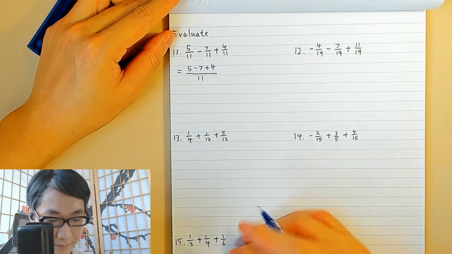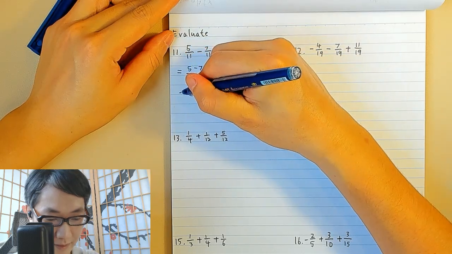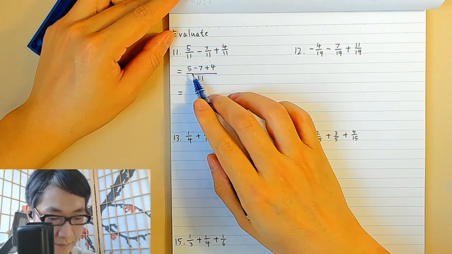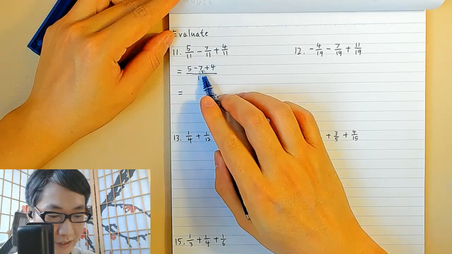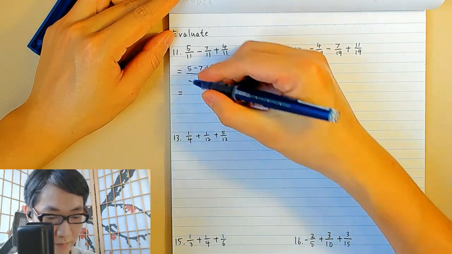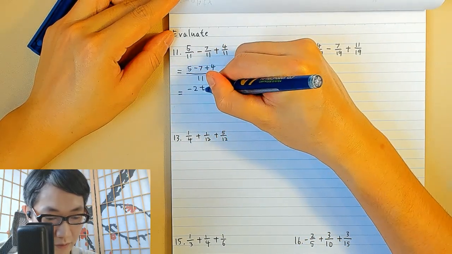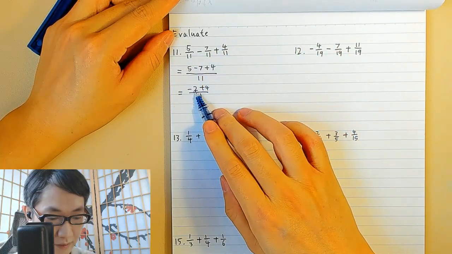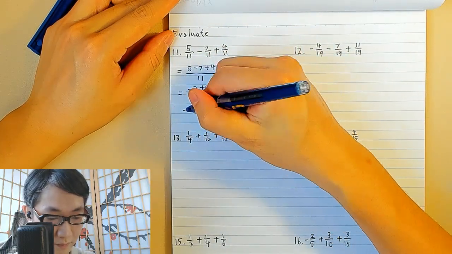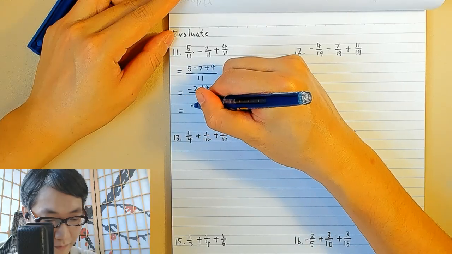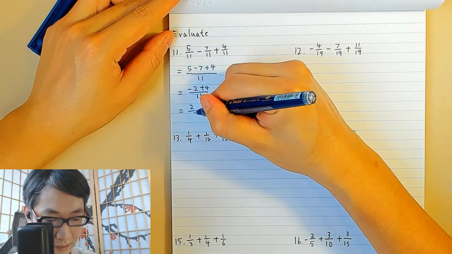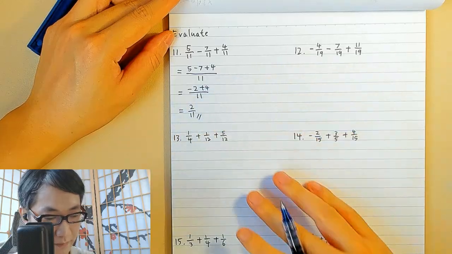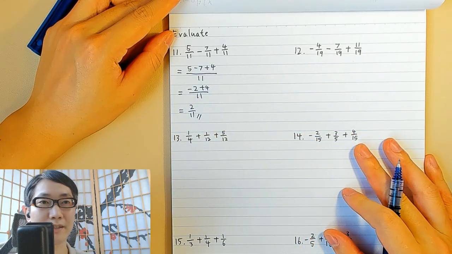Okay. And we have positive 5 and negative 7 is negative 2. So negative 2, positive 4, which means negative 2 plus positive 4 is positive 2. So in the end we have positive 2 over 11. Okay.